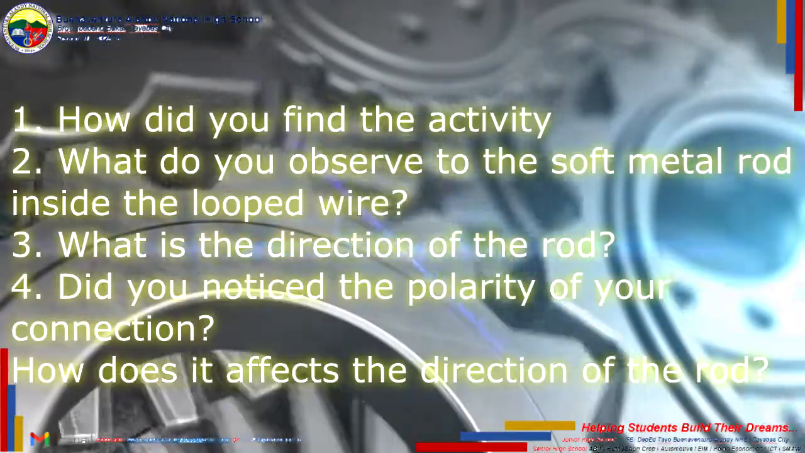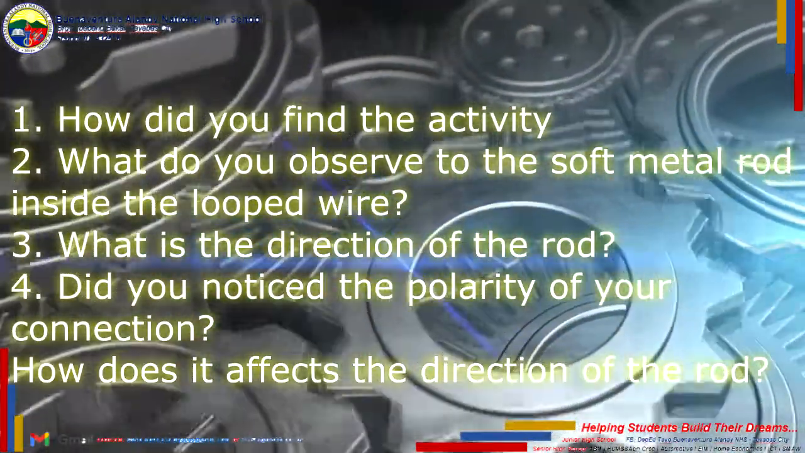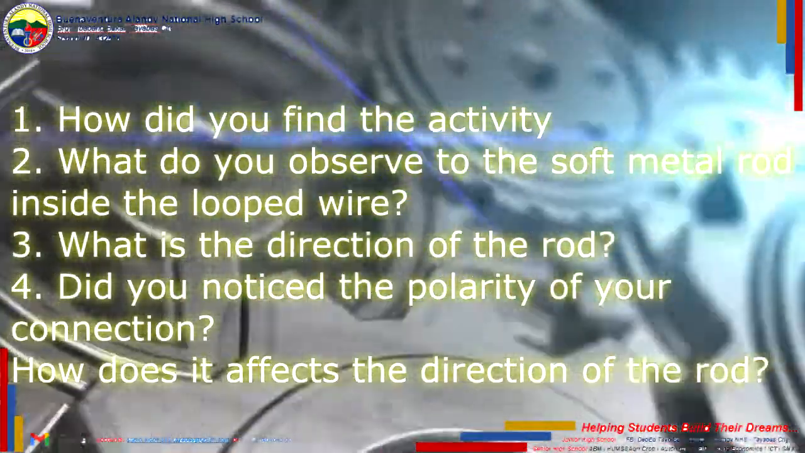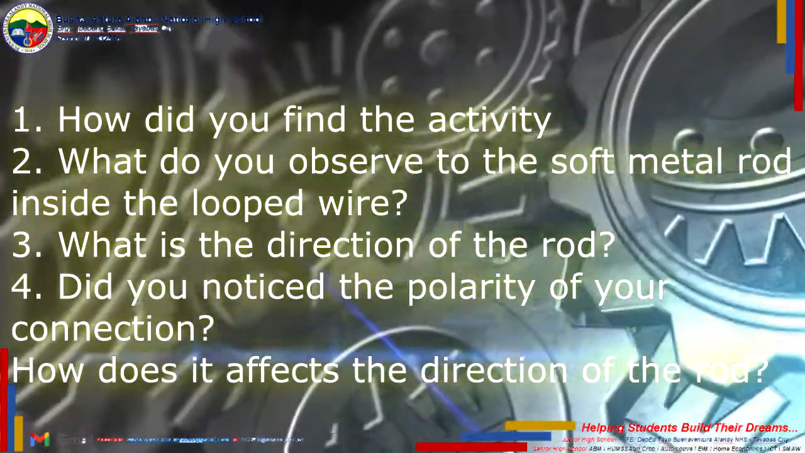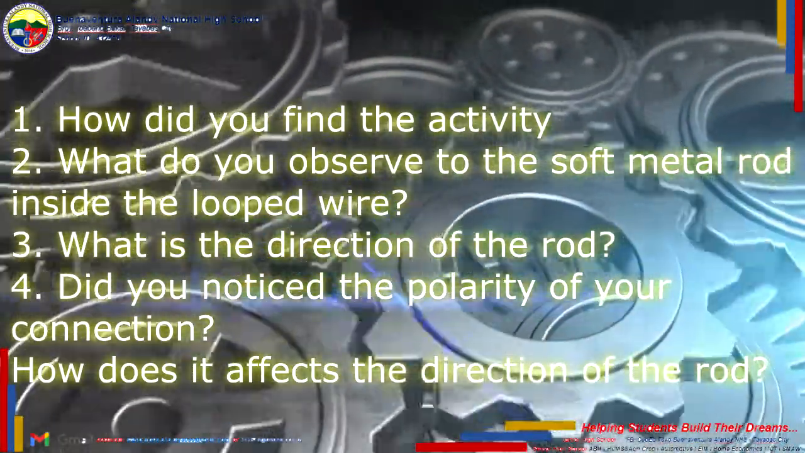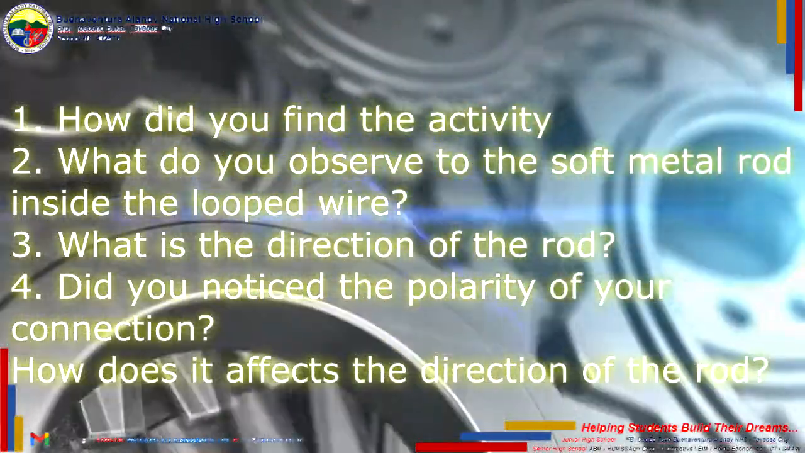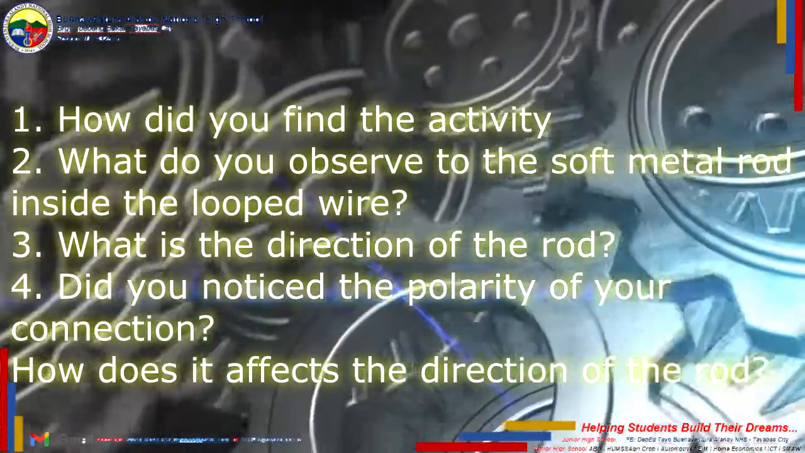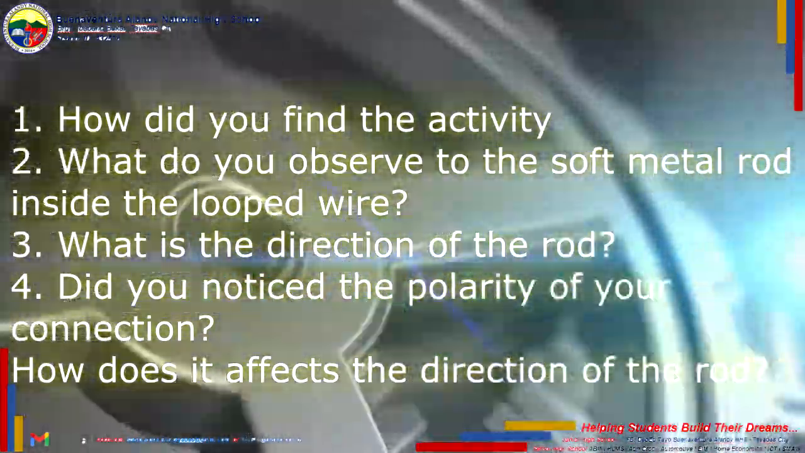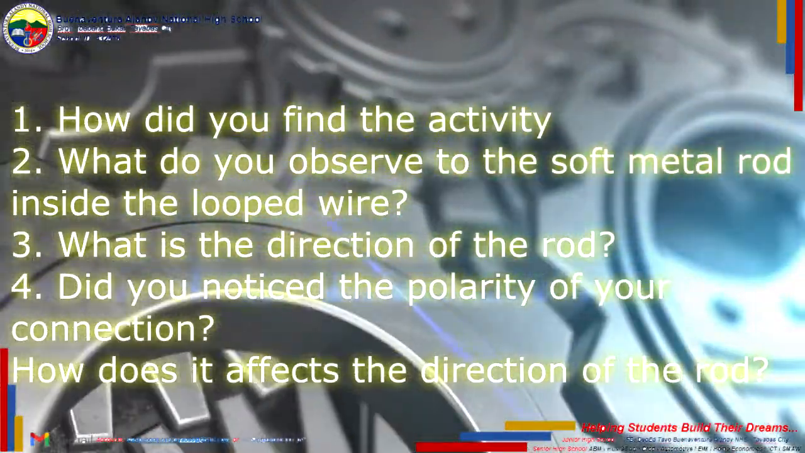Moving on. For this particular activity, you're going to answer the follow-up questions in your notebook. How did you find the activity? What do you observe about the soft metal rod inside the looped wire? What is the direction of the rod? Did you notice the polarity of your connections? How does it affect the direction of the soft metal rod?